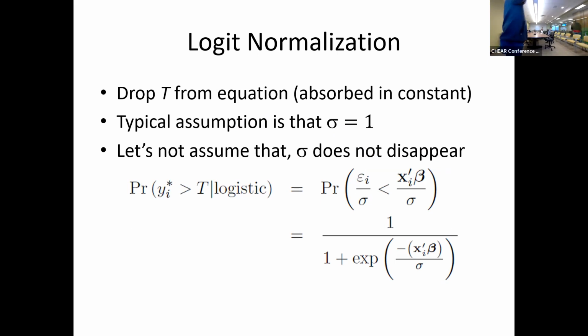So the probability that y star is bigger than t is the same as the probability that y equals 1. It's the probability that this is less than this, t has disappeared. We're normalizing this by sigma. And if we assume a logistic distribution, we can write it with the logistic function. So this hopefully looks familiar: 1 over 1 plus e to the minus x beta over sigma. And we're going to leave sigma in from now on. That's going to be important. Hopefully this mostly looks familiar, although at this point in textbooks, sigma often disappears. We're not going to do that.